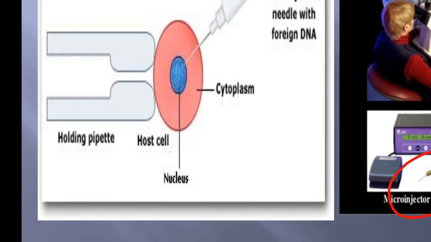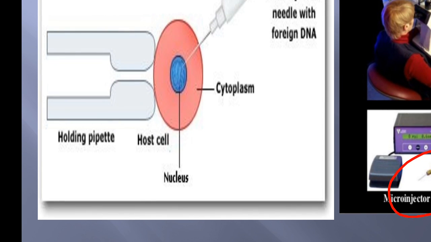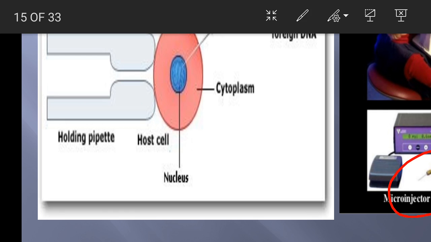Now, how is this microinjection done? Protoplasts are taken. You know very well, a protoplast is, for example, a plant cell where the cell wall is removed and only the cell membrane is kept. These protoplasts are immobilized in low melting agar while working under the microscope.